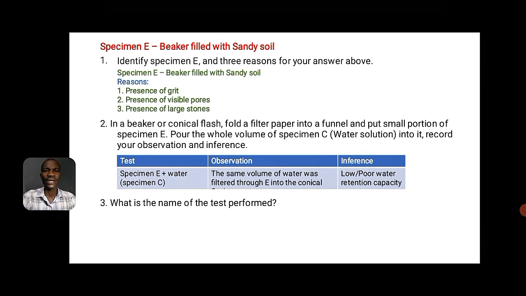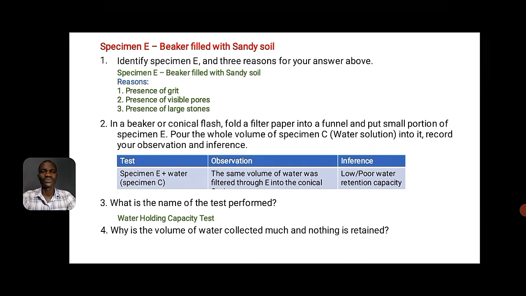The third question says, what is the name of the test performed? The test is water holding capacity test. Number four, why is the volume of water collected so much and nothing is retained? The reasons for identifying specimen E are also the same answer here. The soil is high in grit, presence of large stones, low surface area, and no cohesive bond holding it together.